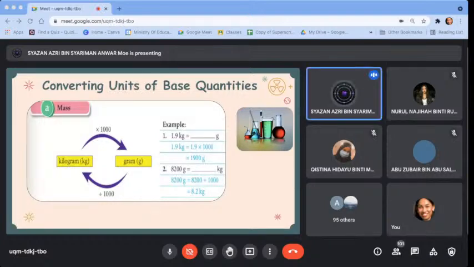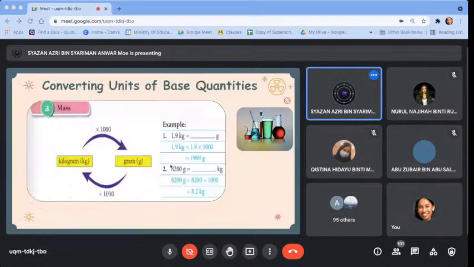Okay, so next is converting units of base quantities. The first example is mass, kilogram and gram. Kilogram is larger than gram. So if we want to convert kilogram to gram, we need to multiply the number by 1000. Here's an example. The number given is 1.9 kilograms, and they asked us to convert it into grams. Kilogram is larger than gram, so 1.9 needs to be multiplied by 1000 in order to get grams. So 1.9 multiplied by 1000 is 1900 grams.